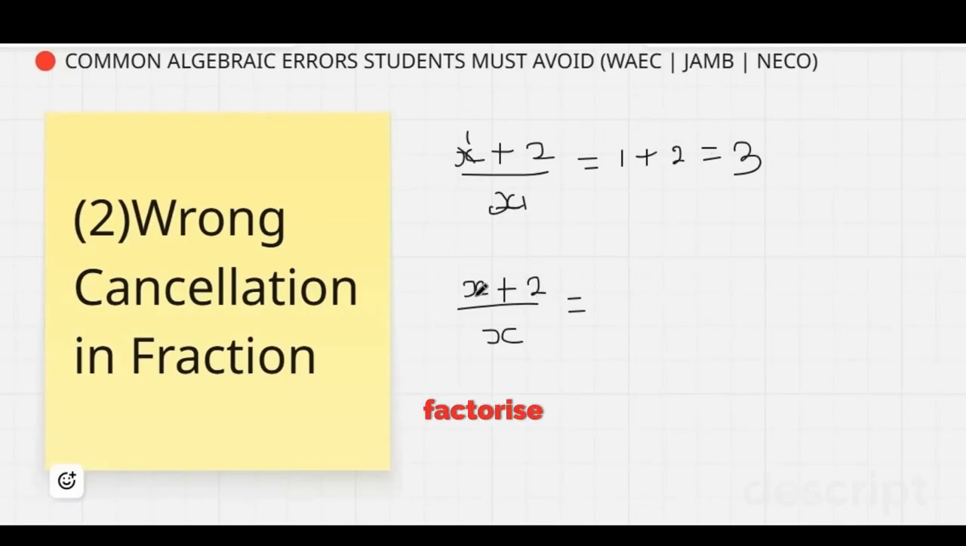Rather, you factorize the numerator and also factorize the denominator and see if they have a common term that can divide. Another way to handle this is to distribute the denominator over each term in the numerator. So we are going to have x divided by x plus 2 divided by x. So this is correct, while this is wrong.